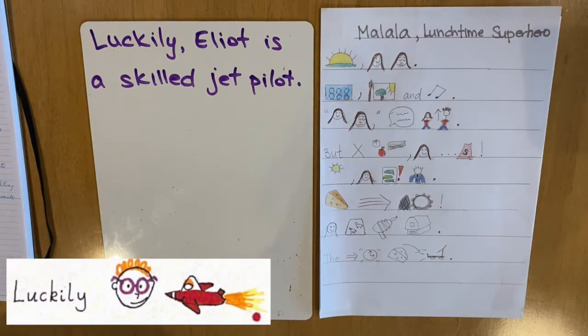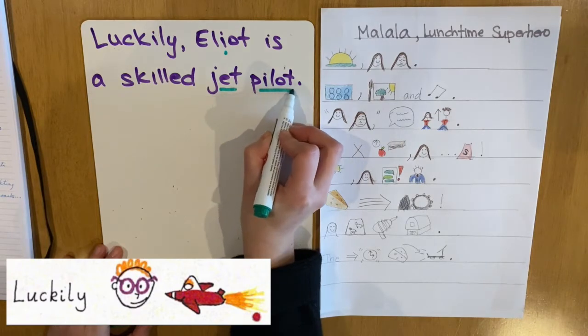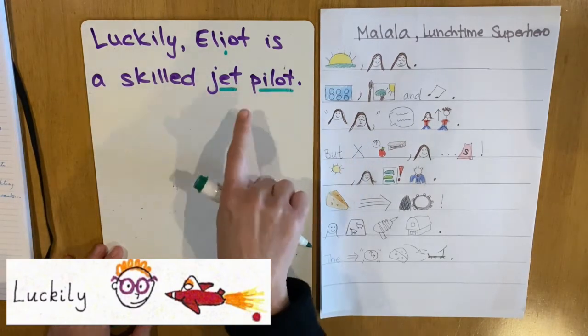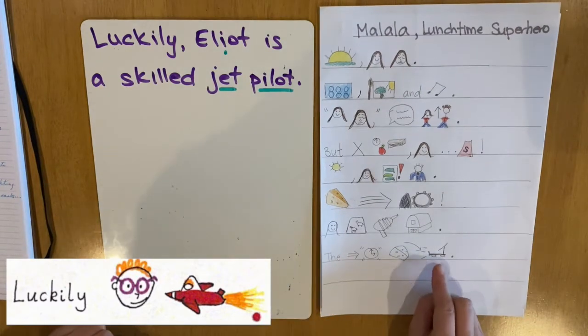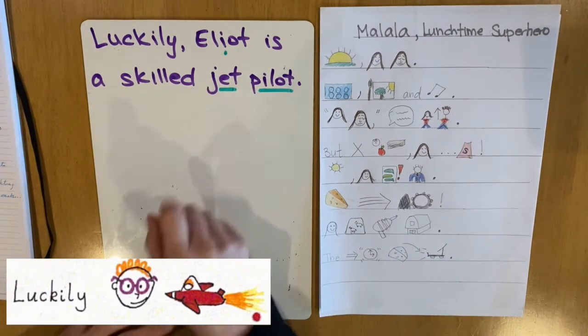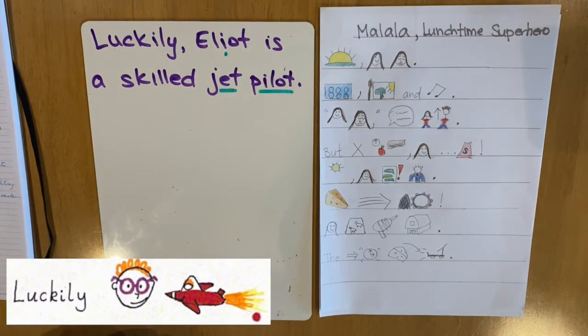This is our next sentence. Luckily, Eliot is a skilled jet pilot. We are going to change the name and this bit. So you have to think about how your character is getting to the place where they have to get their weapon. So Malala rides a supersonic scooter. So she's not a skilled jet pilot. She's going to be a skilled scooter rider. So my sentence is going to be, luckily, Malala is a skilled scooter rider.